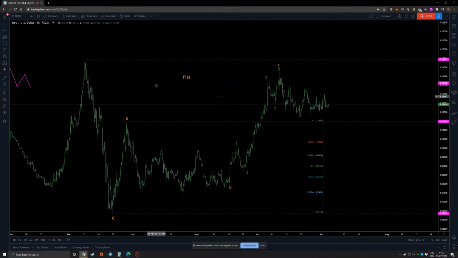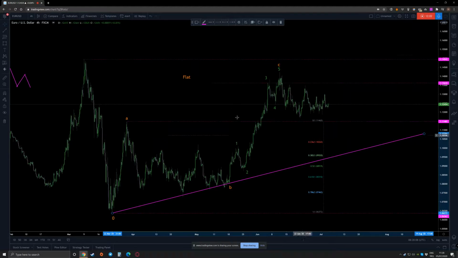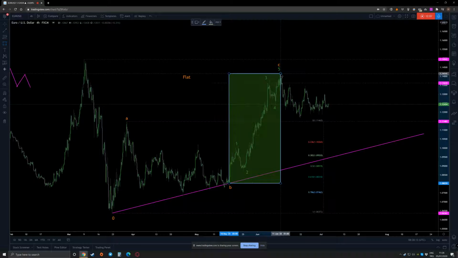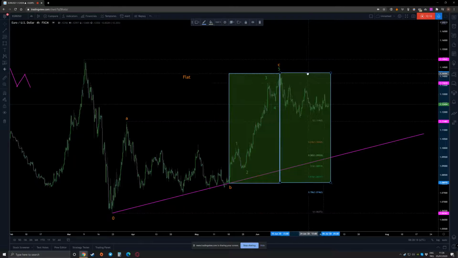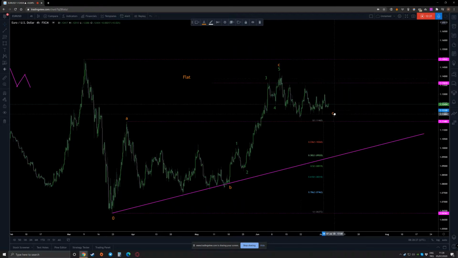Now, if this flat ABC is done here, what should I do? Well, I should do something like this. I should take my 0 to B trend line and take it to the right side, and I should take the time taken for wave C to form and put it on the right side. Now look, as you can see, the time is up and the market didn't come here. What does this mean? Well, it means that we are more likely to have an X wave here.